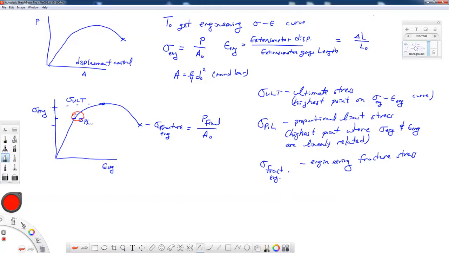So let me make a little bit of room, and we're going to talk about the 0.2% offset yield stress. Before we do that, let's just go ahead and make a note. Maybe at this red spot right here, we get the sigma yield. That would be our yield stress, and we can find that as the point at which we begin to have permanent deformation.